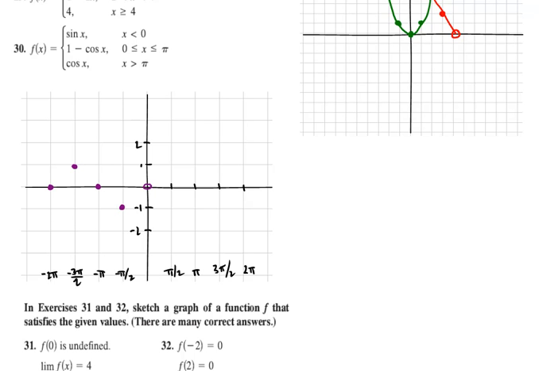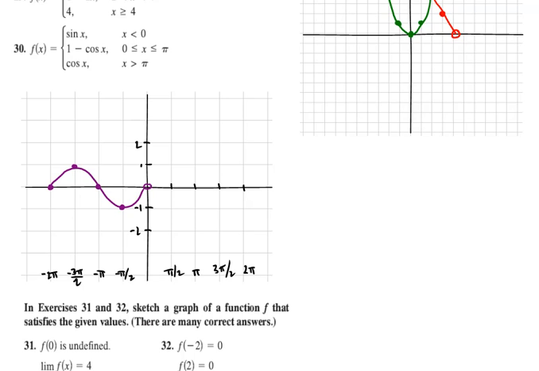Alright, so that should give us plenty of values to graph on the left side, to the left of the y-axis. And I'll just draw that oscillating graph in there. So this takes care of to the left of 0. Now, to the right, from 0 to pi, the function is going to look like 1 minus cosine of x. And then for greater than pi, it's going to look like cosine of x.